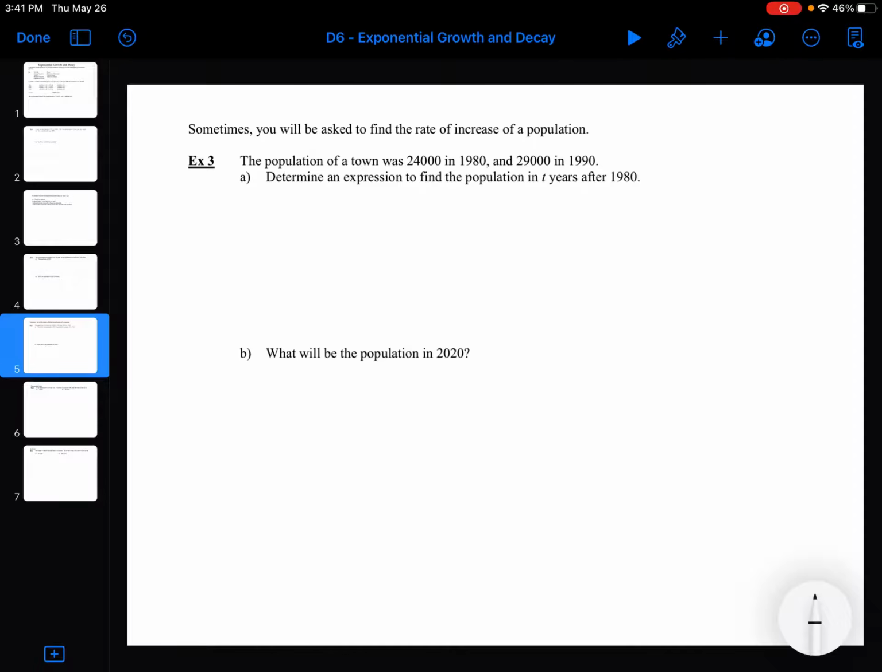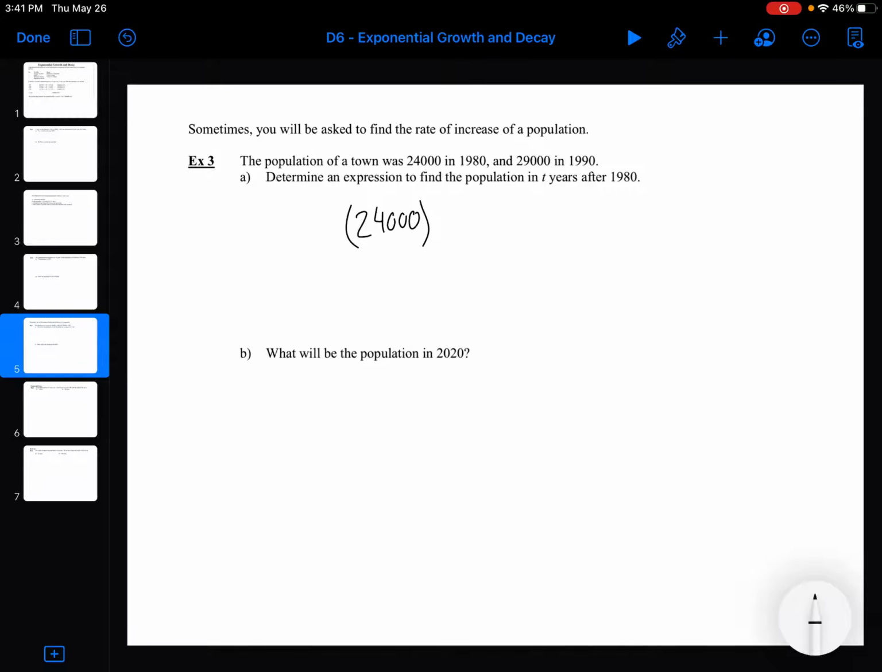Okay, we then got a population one. This is very, very similar to what we were just doing. The population was something in one year, something else in another. So determine an expression to find it in t years after 1980. Well, we know that we've gone from 24,000 in 1980.